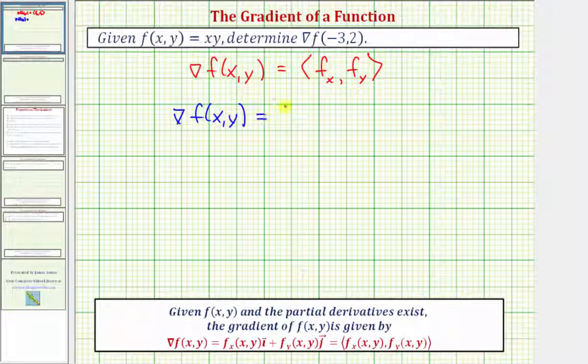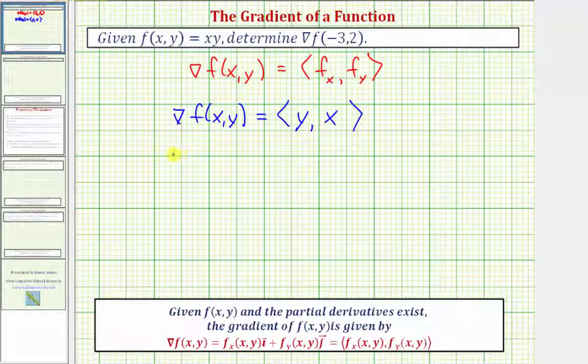is equal to, for the x component, we want to find the partial derivative of f with respect to x, which would be the partial derivative of xy with respect to x. So we differentiate with respect to x, treating y as a constant, and therefore the partial derivative would just be y. The y component is equal to the partial of f with respect to y. When we differentiate xy with respect to y, we treat x as a constant, and notice how the partial derivative with respect to y would just be x.